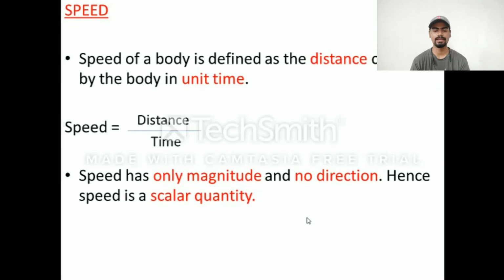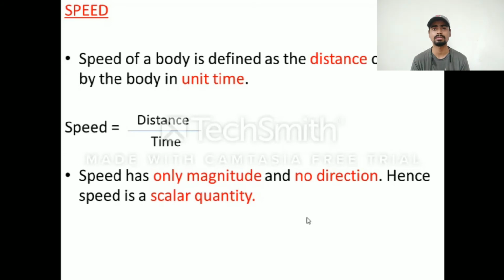Speed has only magnitude and no direction. Hence, speed is a scalar quantity. Now, what do you mean by a scalar quantity? Say, if I tell you that a bus is having a speed of 100 km per hour. Here I am giving you only one piece of information, that is a magnitude, a number, 100 km per hour. It means you know the magnitude, that the bus is traveling with a speed of 100 km per hour. 100 is the magnitude. But did I give you any information about where the bus is traveling, in which direction it is traveling?